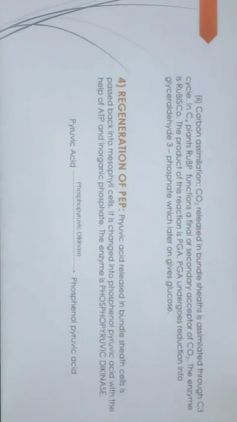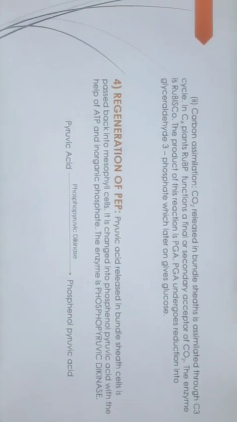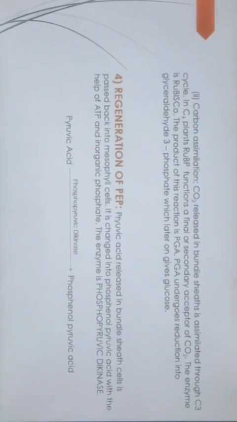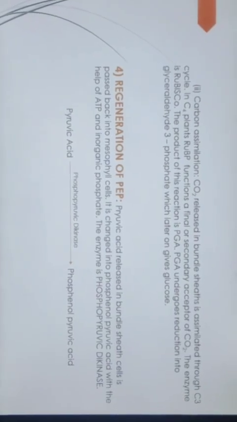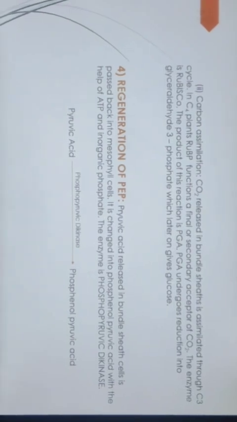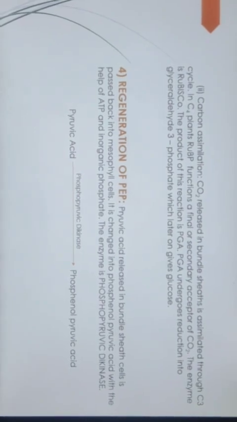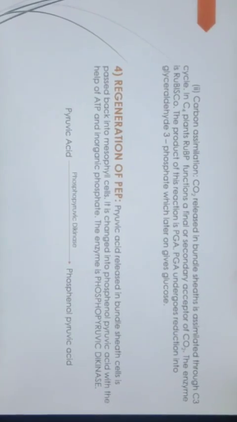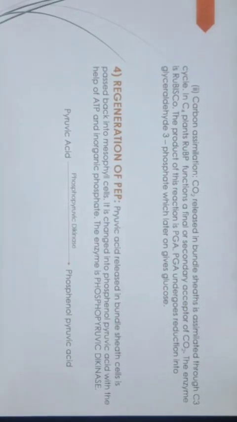Now carbon assimilation. Carbon dioxide in the bundle sheath is assimilated through the C3 cycle. Now in the C4 plants, RuBP functions as the final or secondary acceptor of carbon dioxide, and the enzyme involved in the carbon assimilation is Rubisco. Now the product of this reaction is again phosphoglyceric acid, which undergoes reduction into glyceraldehyde 3-phosphate, which later on gives glucose.